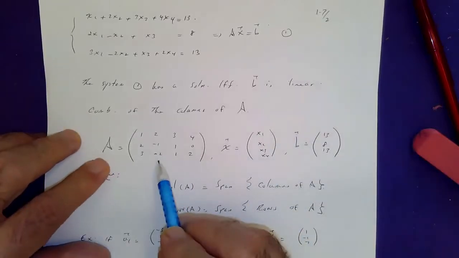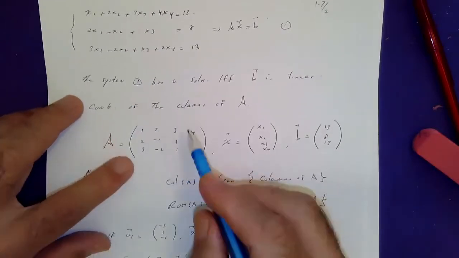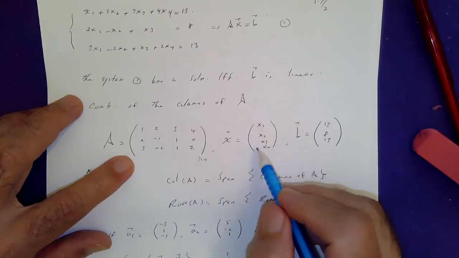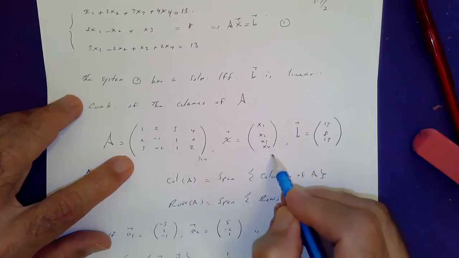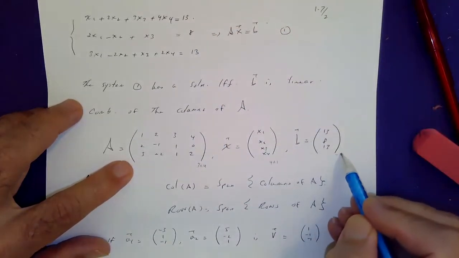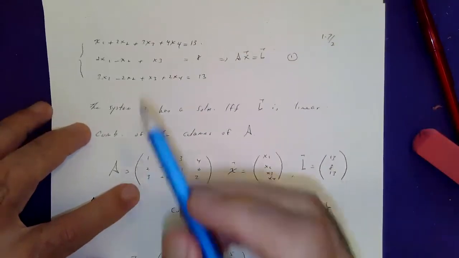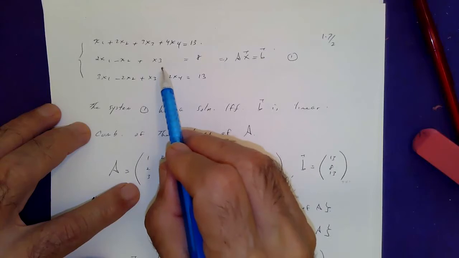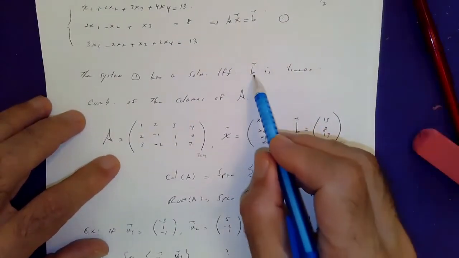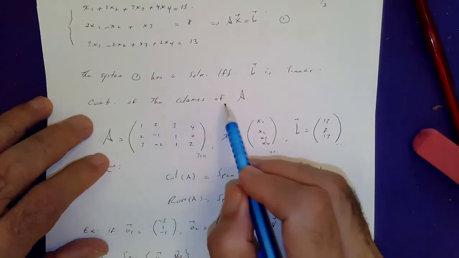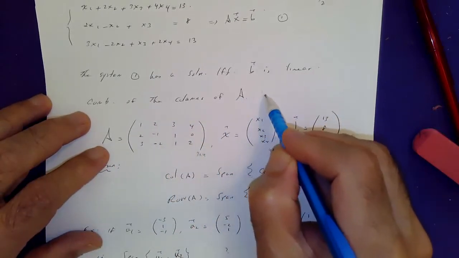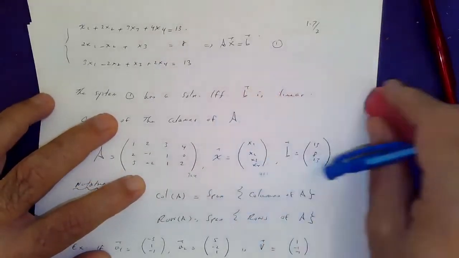Notice the matrix of coefficients happens to be this matrix, which is 3 by 4. This is the column vector of unknowns, which is 4 by 1. And this is the matrix of the constants, which is also 4 by 1. Question: when do we say this system has a solution? Answer: if you can write B as a linear combination of columns of A.